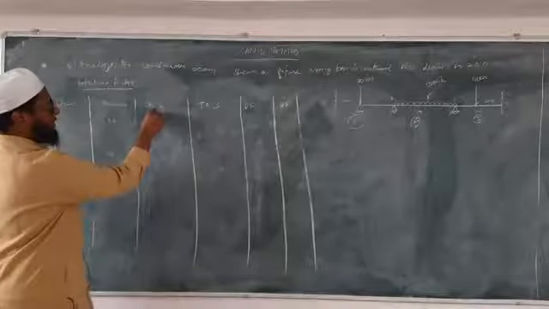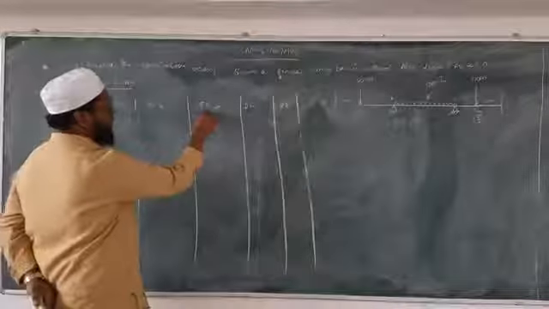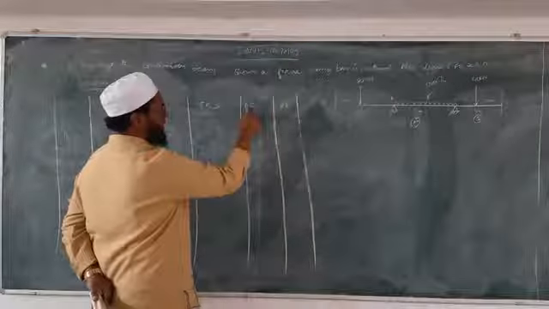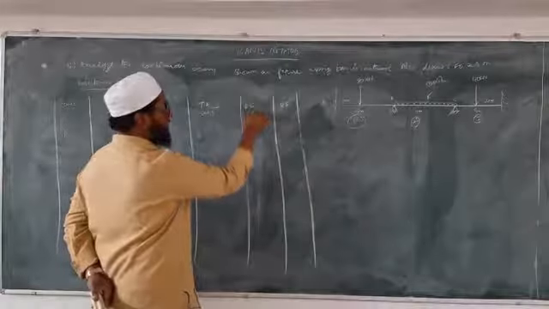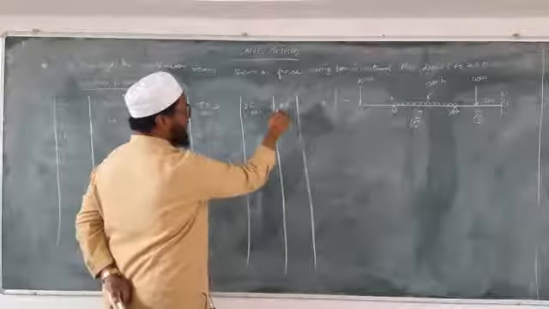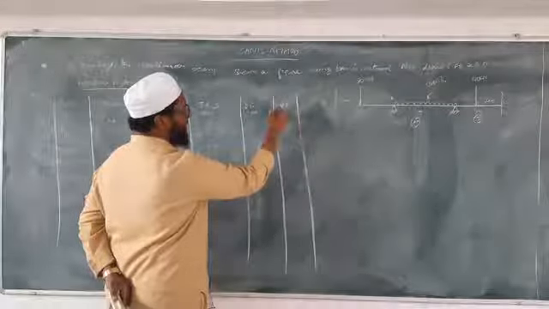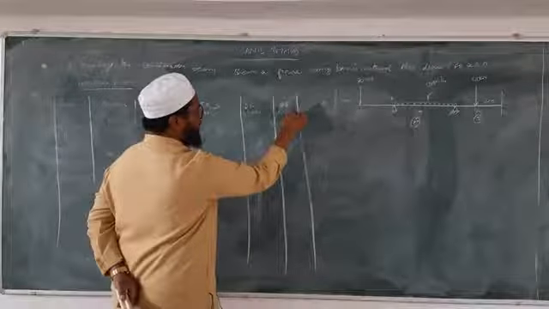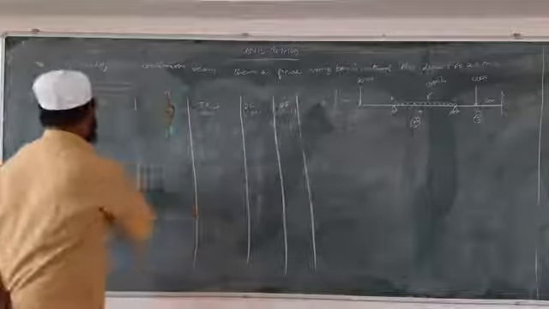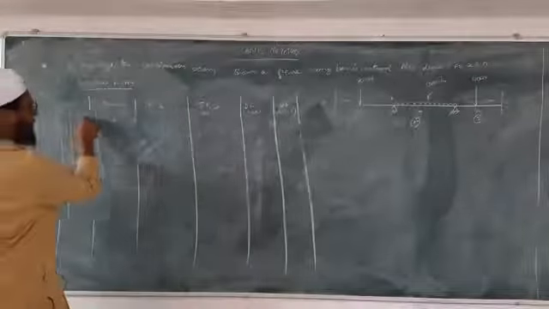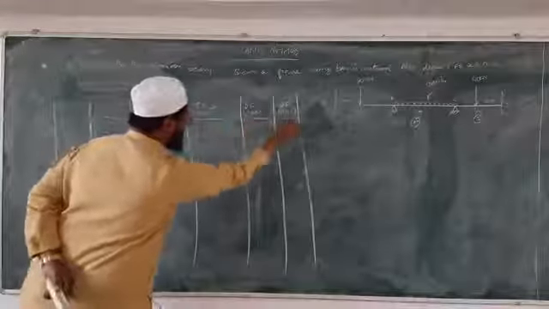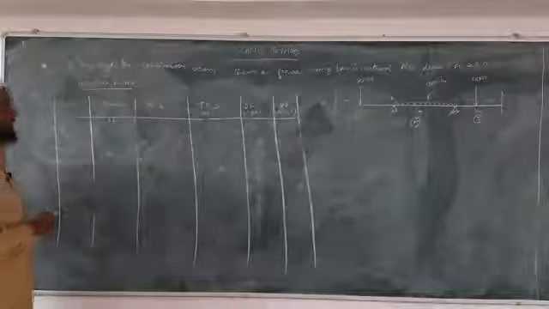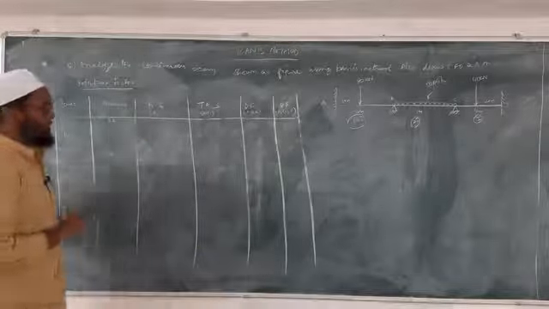Relative stiffness is denoted by K. Total relative stiffness is sigma K. Distribution factor is K by sigma K, and rotation factor is minus 1 by 2 into distribution factor. Just one add-on.